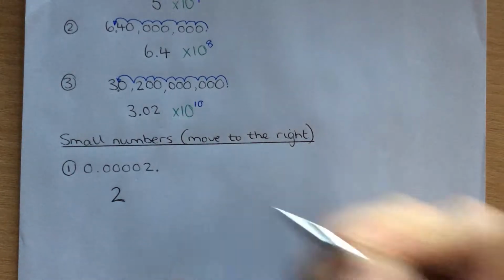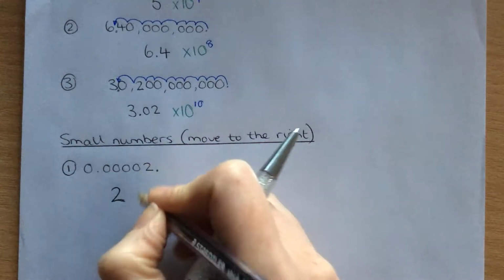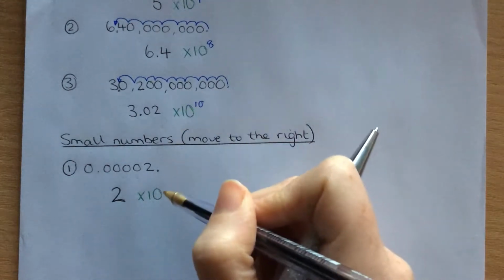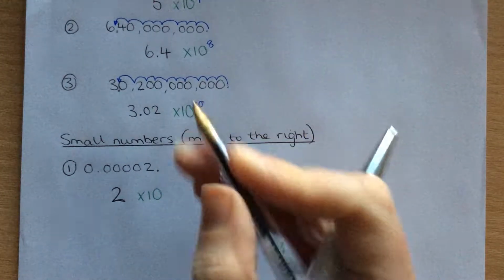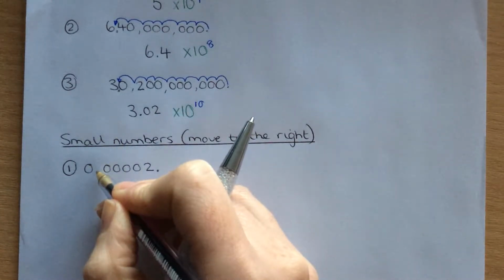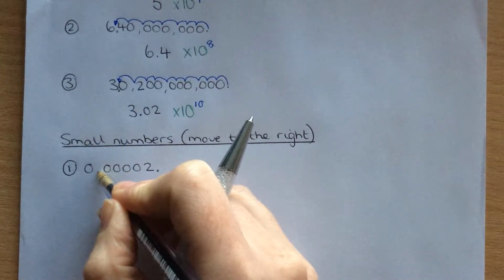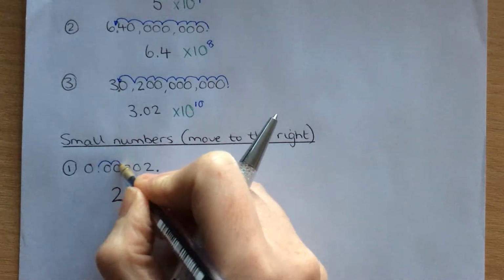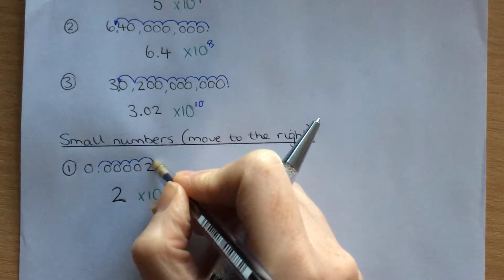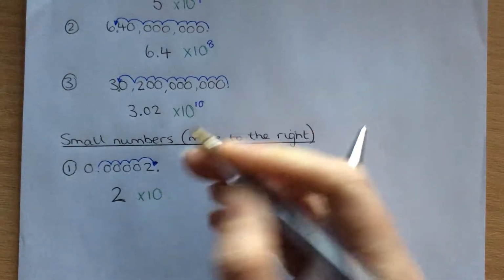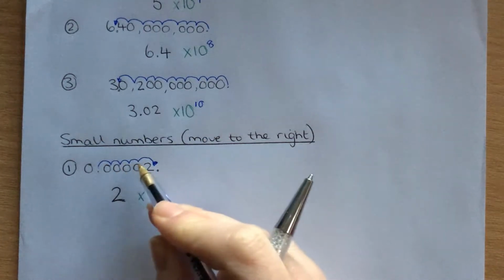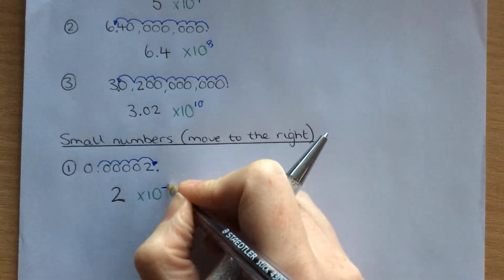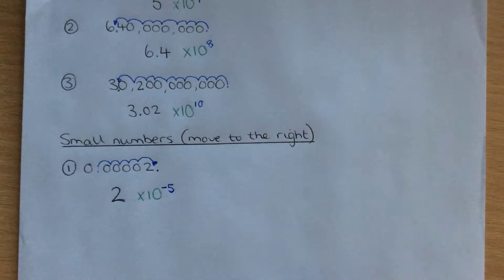The decimal is now here, remember. Step 2 was times by 10, and step 3 is how many times you move the decimal. So this time we're moving it from where it was, here, to where it is now. 1, 2, 3, 4, 5 times. But because it's a very, very small number and I moved it to the right, I must say that that's minus 5.